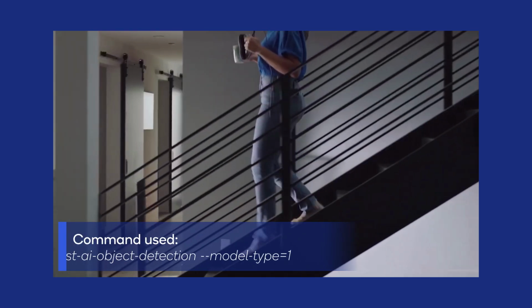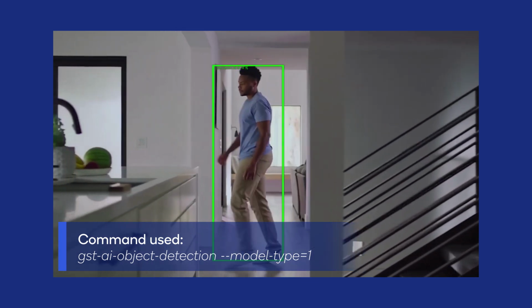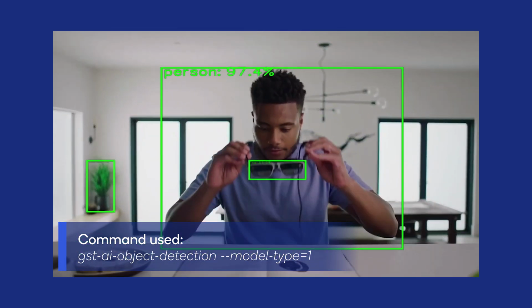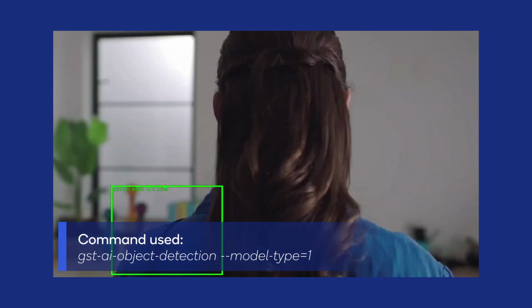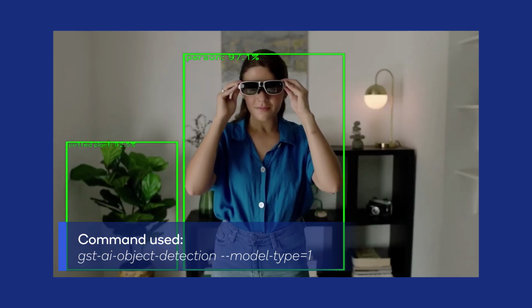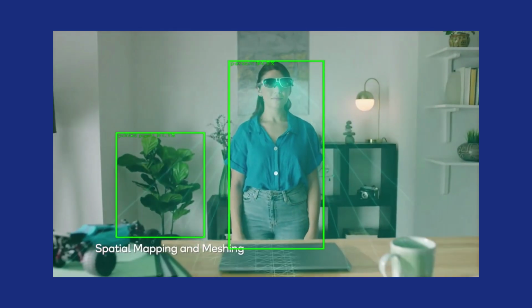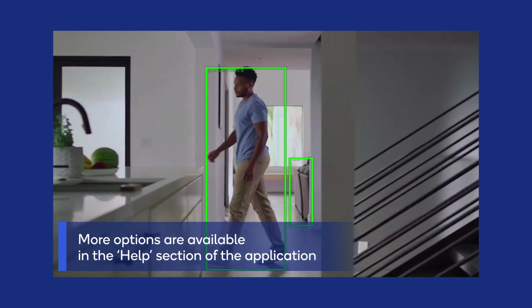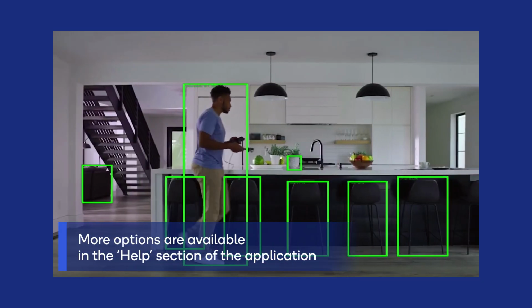Here we are running the object detection application. It uses the YOLONAS model and inferencing is done with the Qualcomm Neural Processing SDK. You can see the detection results in the green bounding boxes. Here we see labels for the objects around the house. You can also find more options for different AI models from the help section of the application.